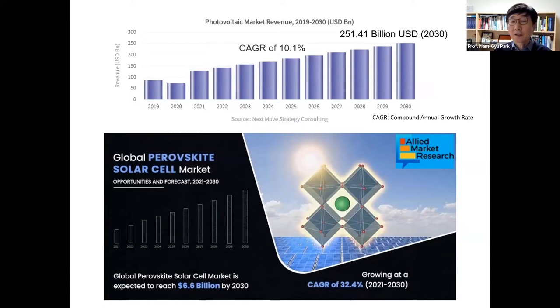Actually, the solar photovoltaic market is expected to reach about $250 billion US dollars in 2030, and a compound annual growth rate of about 10.1% is expected. That means the photovoltaic market gradually increases up to 2030.